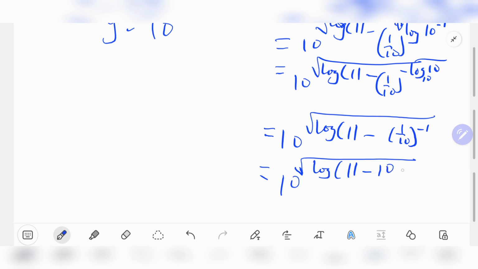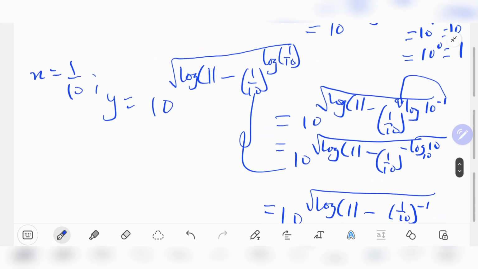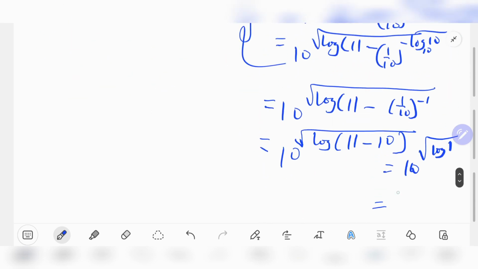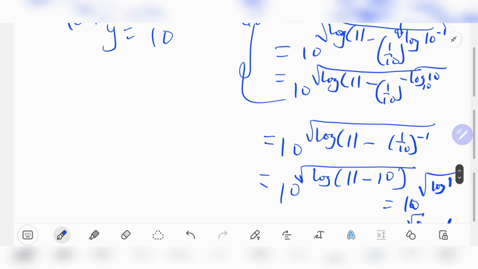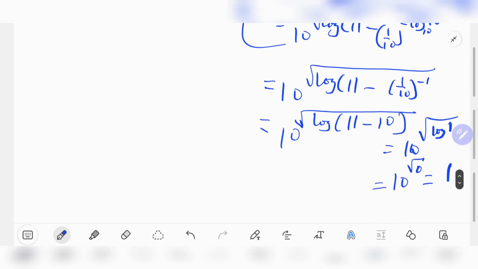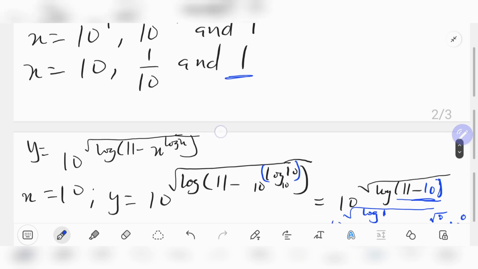Which is the same thing as 10. So we are going to get 10 to the power square root of log 1, which is actually the same thing as how we solved this one. So equals 10, log 1 is 0, so square root of 0, that's going to give us 1. So we can see from the solution that when x is also 1 out of 10, then y is also 1. So let's move on to our last value of x, which is 1.